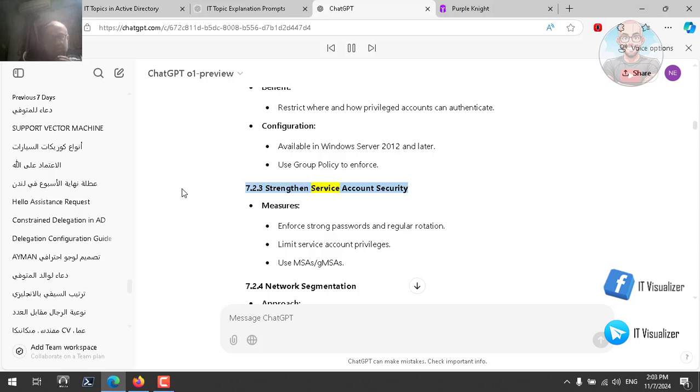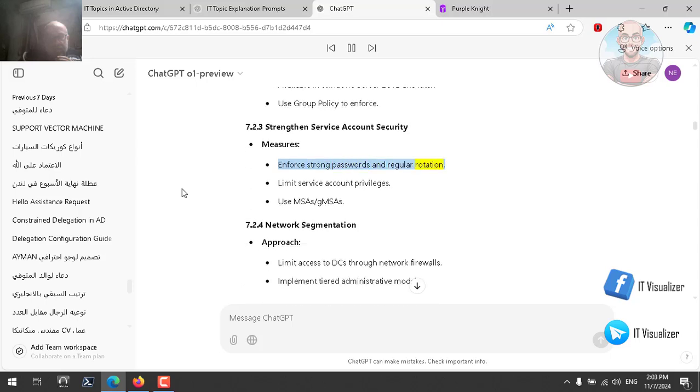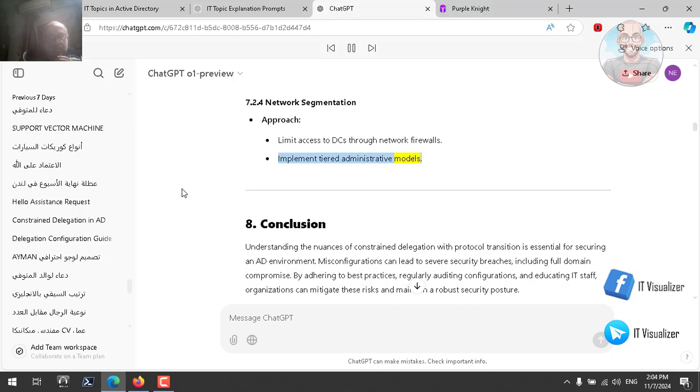7.2.3 Strengthen service account security. Measures: enforce strong passwords and regular rotation. Limit service account privileges. Use MSAs/GMSAs. 7.2.4 Network segmentation. Approach: limit access to DCs through network firewalls. Implement tiered administrative models.